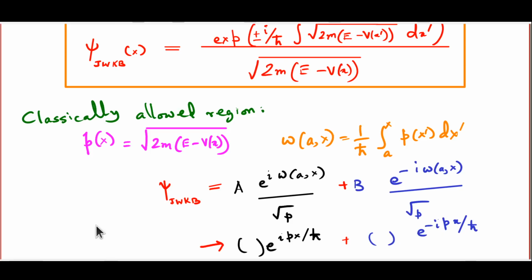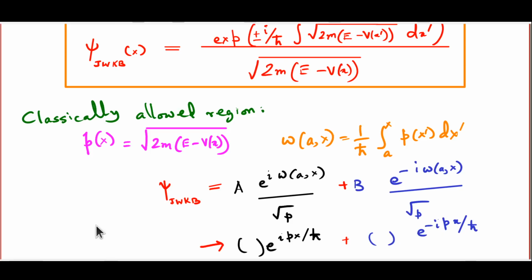Let me point out that this function is an increasing function of x for the simple reason that p of x prime is positive throughout. Note that although I have been talking about p of x as a classical momentum, this is strictly speaking correct only when the particle is traveling to the right. Since p of x is a square root, it is a positive quantity by definition. So when the particle is traveling to the left, its momentum really is minus p of x.